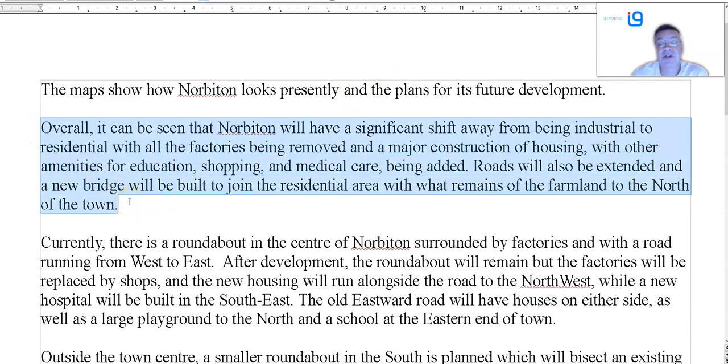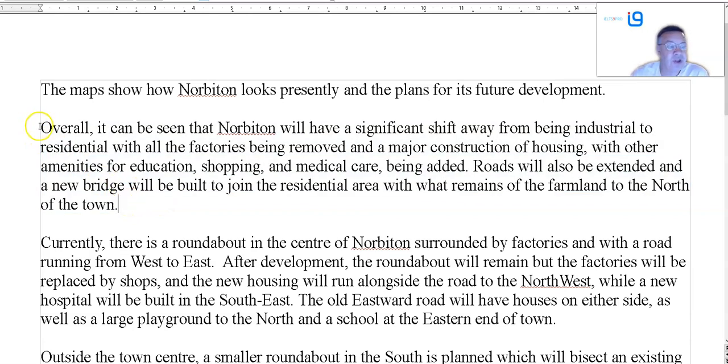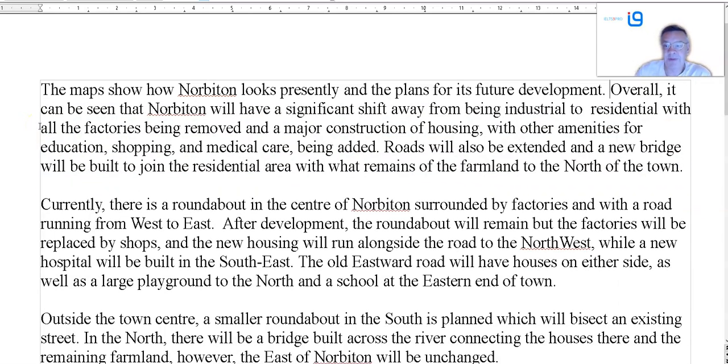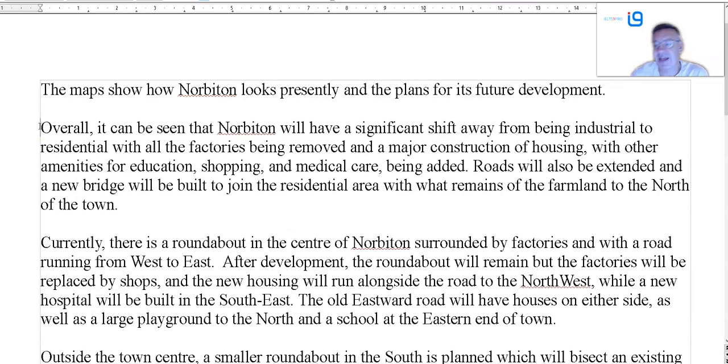Then you must have an overview. This can be part of it. Introduction doesn't matter, but we must have a clear overview. So overall, it can be seen Norbiton will have a significant shift away from being industrial to residential. All the factories being removed, major construction of housing, amenities being added, roads will be extended, and a new bridge will be built. So that's all the obvious features.